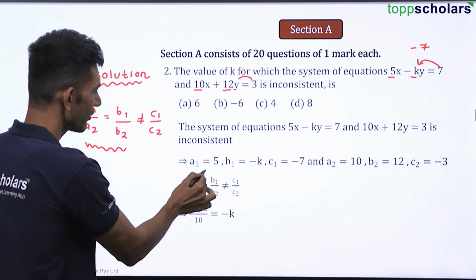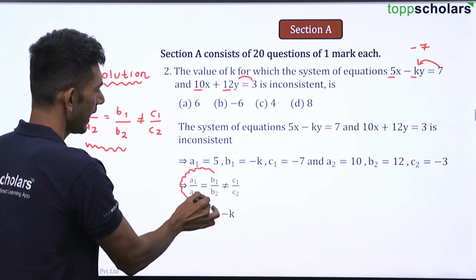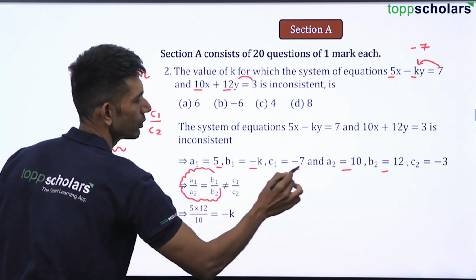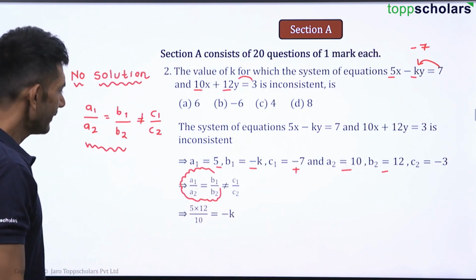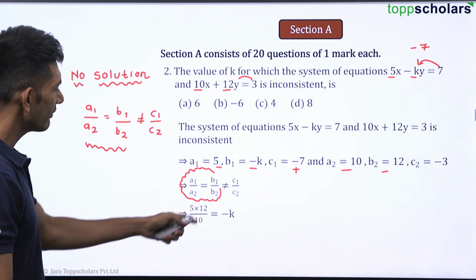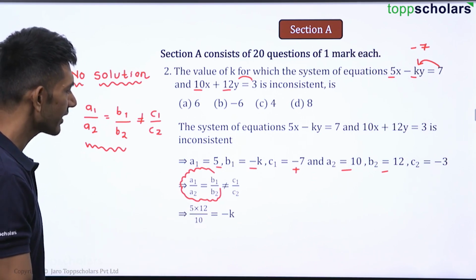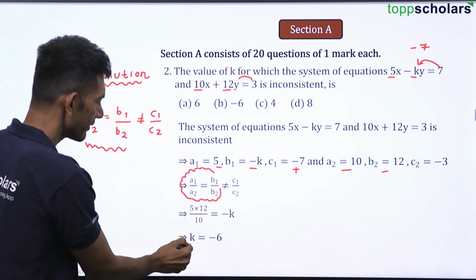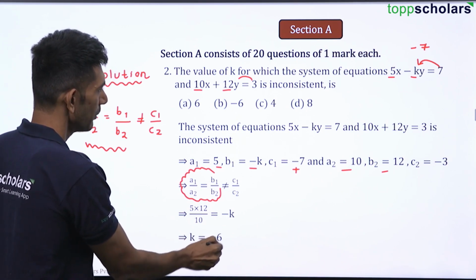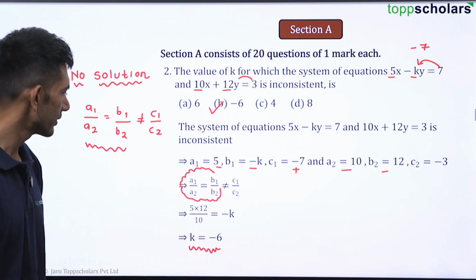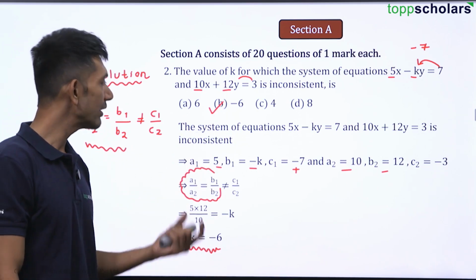And if I just select this part, I can put the values of A1, B1, C1, A1, B1, A2, B2, not C1. That's it. Put the value and then 12 5s are 60. 60 divided by 10 is 6, minus k is 6. So k will be minus 6. Basic substitution, isn't it? And then we get the value of k as minus 6.